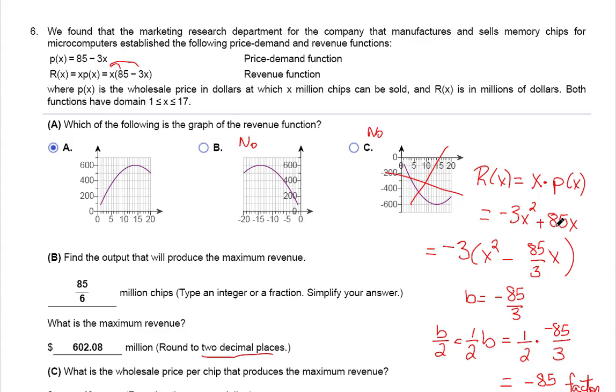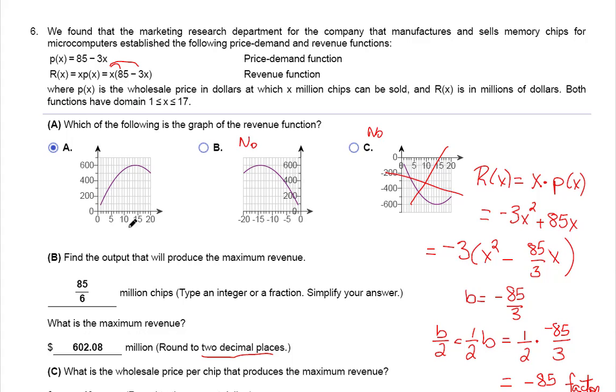Okay, so let's see. What can I tell you about that? We want to figure out which one is the revenue function. Well, let's see. First off, because it's a negative, that means it's flipped over. Well, it can't be this one because that one's looking up. So it has to be either A or B. Now, without even doing anything, I can tell you it's A. Well, how can I tell you it's A? You say, that's too fast.